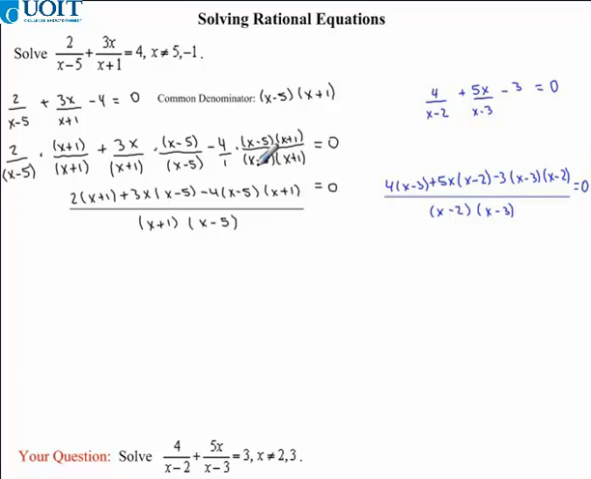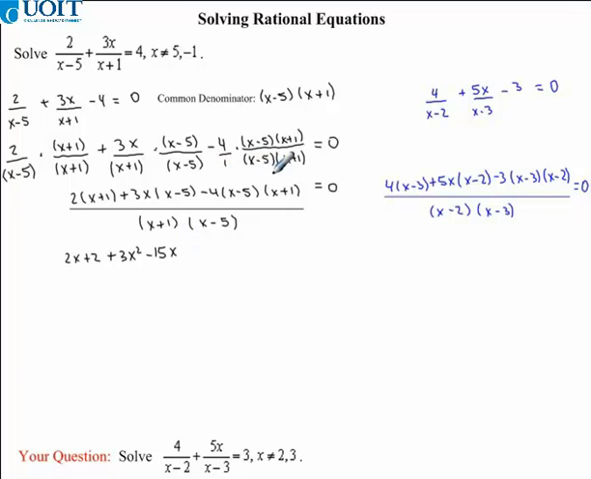Now coming back to our question, we can now simplify our numerator by expanding. So we'll notice that we can bring this 2 inside the bracket, and we will get 2x plus 2, plus, we have 3x times x, which will give us plus 3x squared. Positive 3x times negative 5 gives us minus 15x.